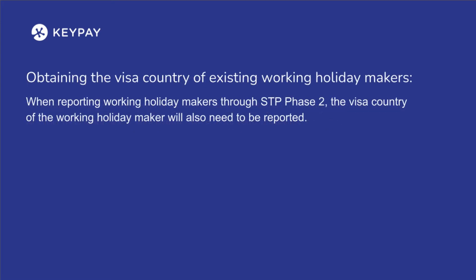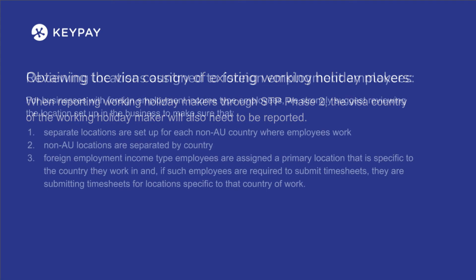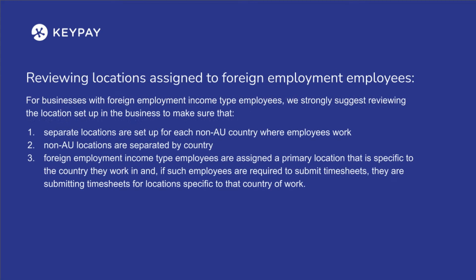Obtaining the visa country of existing working holiday makers. When reporting working holiday makers through STP Phase 2, the visa country of the working holiday maker will also need to be reported.